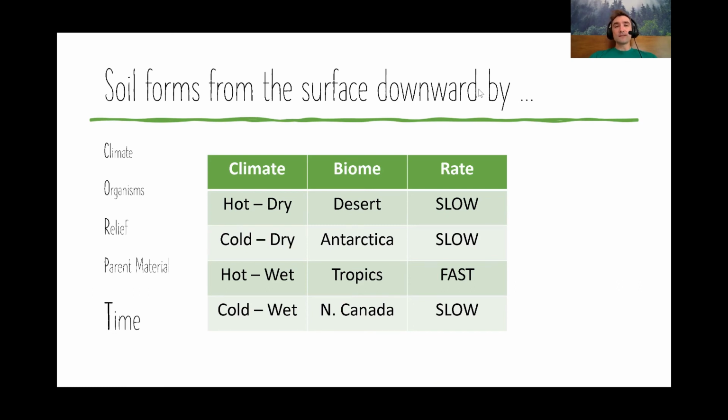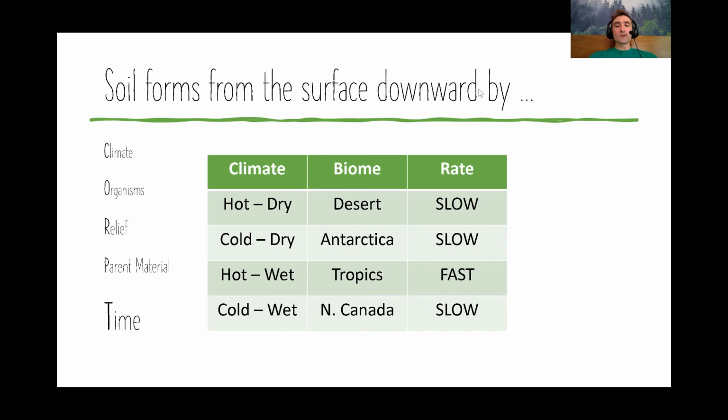In both cases, it's dry, and so it'll be limiting to physical weathering. And the hot and cold temperatures can also be limiting to biological activity. If you are hot and wet, like in the tropics, that's fast because you have a lot of rain, so a lot of weathering, and you also have a lot of temperature, which speeds up all of the processes.